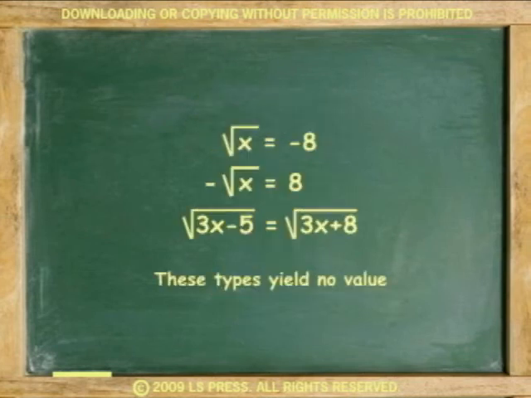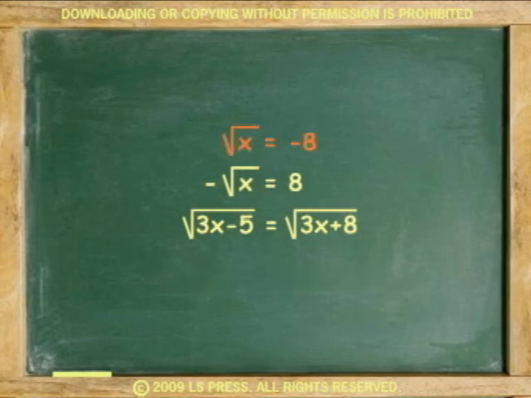Now, some equations with radicals yield no value and, therefore, cannot be solved. For example, the square root of x equals -8 is telling you that the root is negative. Remember, negative roots do not exist. This example is the reverse of the last one. Same outcome. Negative roots do not exist.